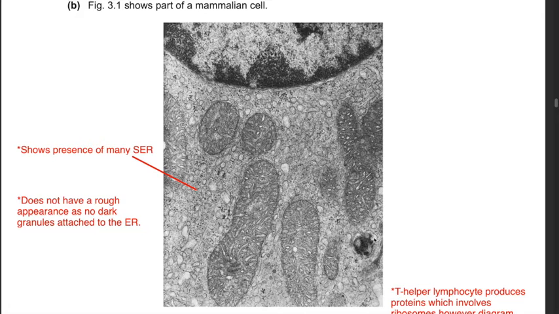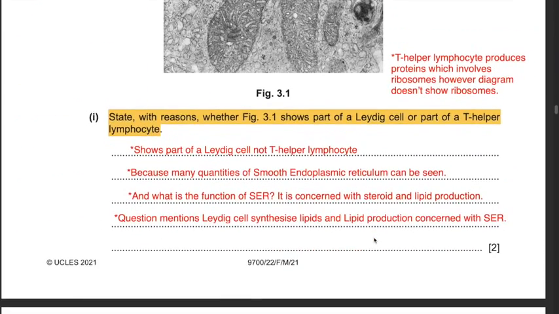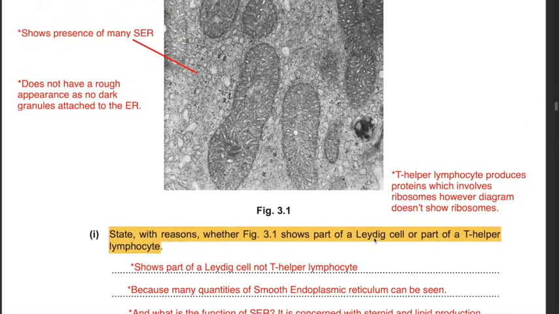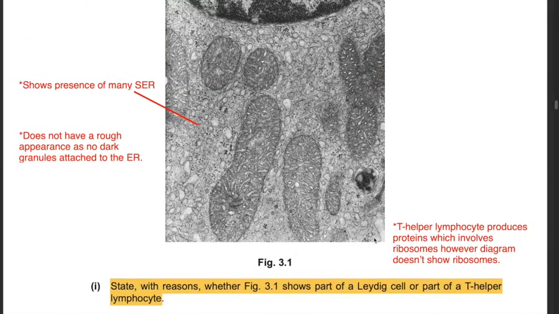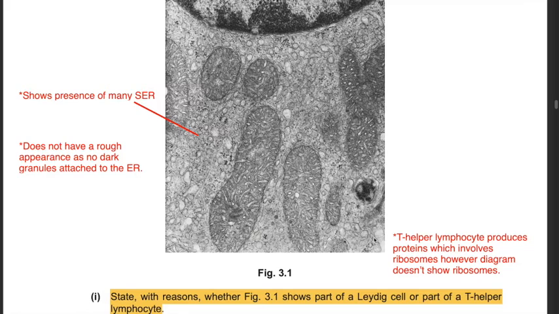Part B. Figure 3.1 shows part of a mammalian cell. State with reasons whether figure 3.1 shows part of a Leydig cell or part of a T helper lymphocyte. If you look carefully at the diagram given, it shows the presence of many smooth endoplasmic reticulum. It does not have a rough appearance as no dark granules are attached to the endoplasmic reticulum, hence it cannot be rough endoplasmic reticulum. Since there is the presence of many smooth endoplasmic reticulum, it should be a part of a Leydig cell. Why is that?